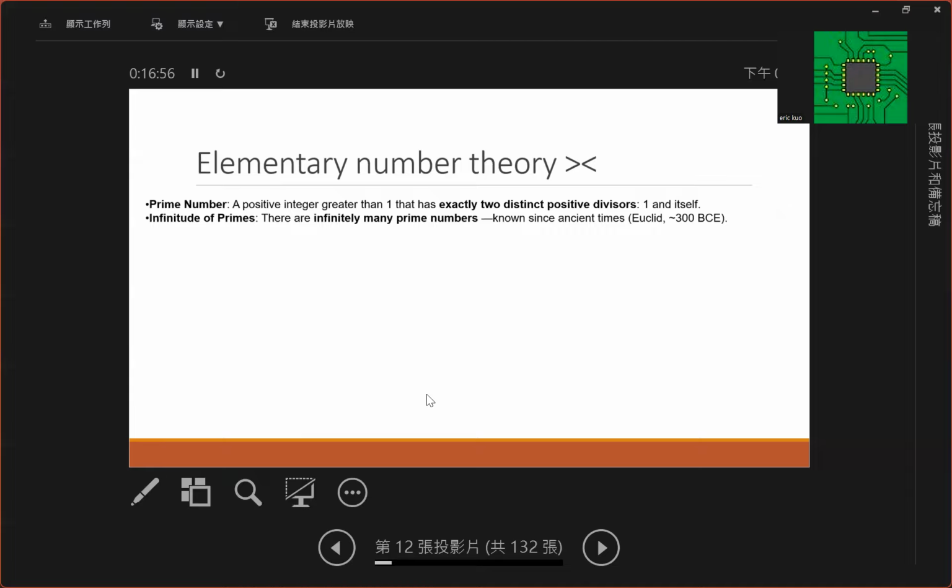And the proof is very simple. Suppose there are only finitely many primes. Then you take a number n, which is the product of all the primes, plus 1, and then you get another prime. Very simple.